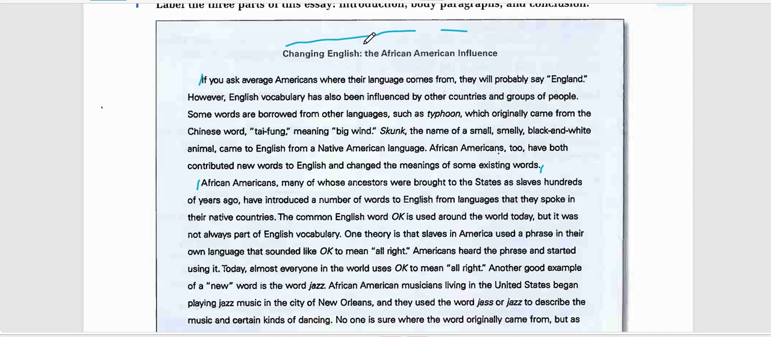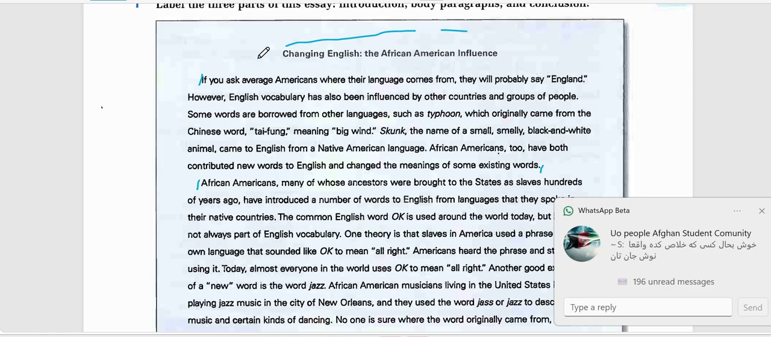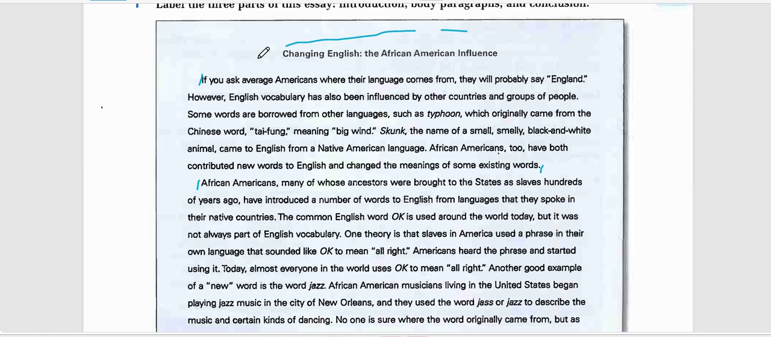So, changing English, the African American influence. If you ask average of Americans where their language comes from, they will probably say England. However, English vocabulary has also been influenced by other countries and groups of people. Some words are borrowed from other languages, such as typhoon, which originally came from Chinese word typhoon, meaning big wind, or sakak, the name of a small, smelly black and white animal, came to English from a Native American English. African Americans to have both contributed new words to English and changed the meaning of some existing words.